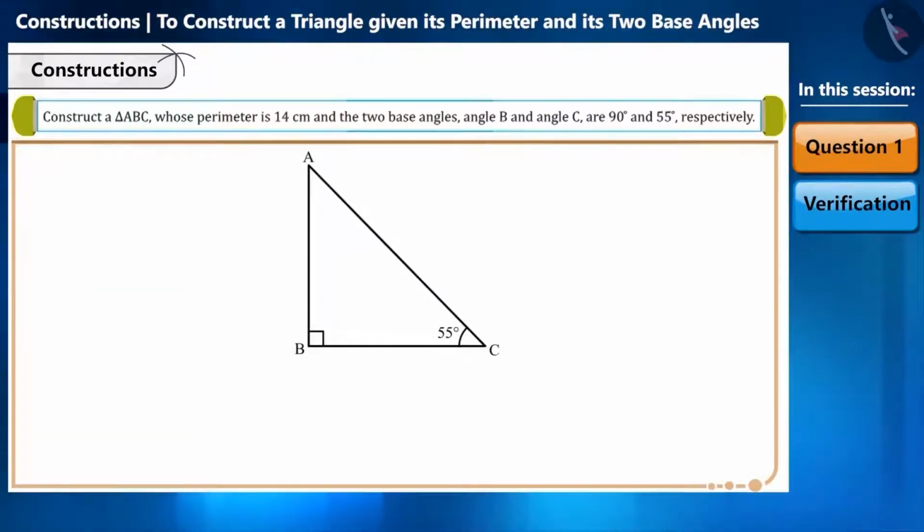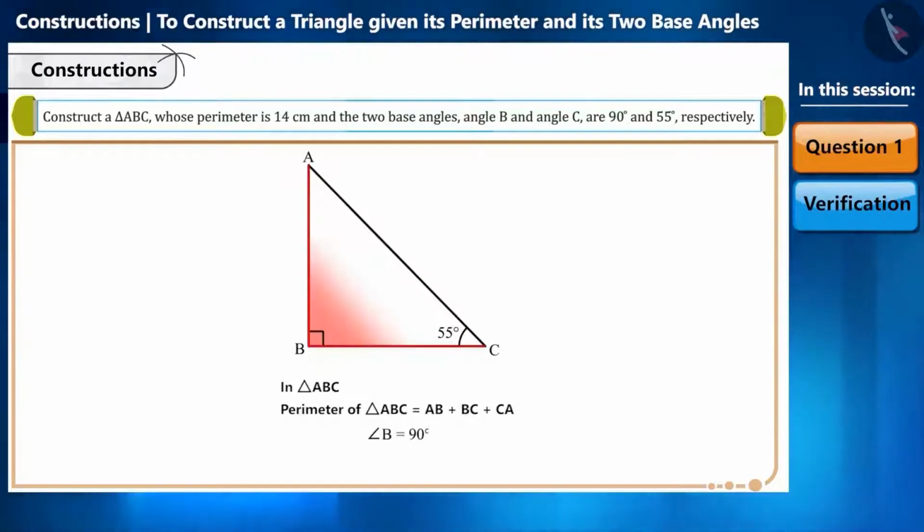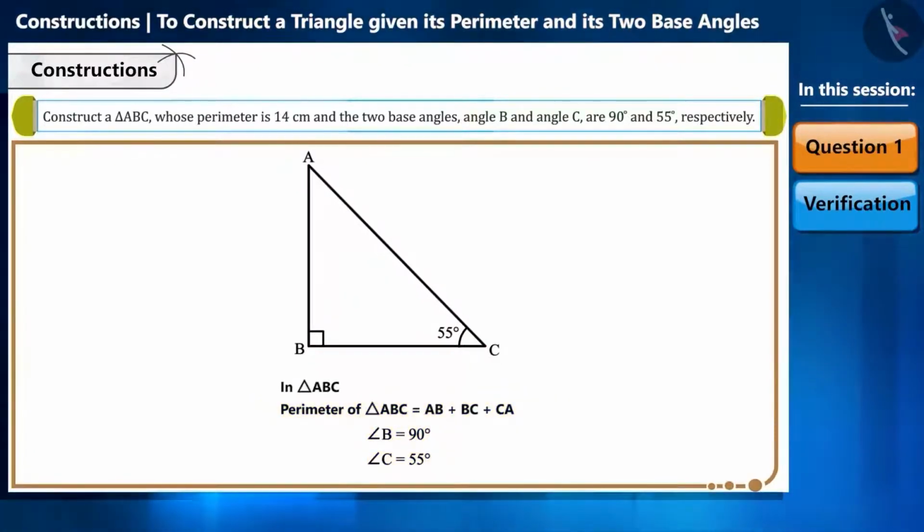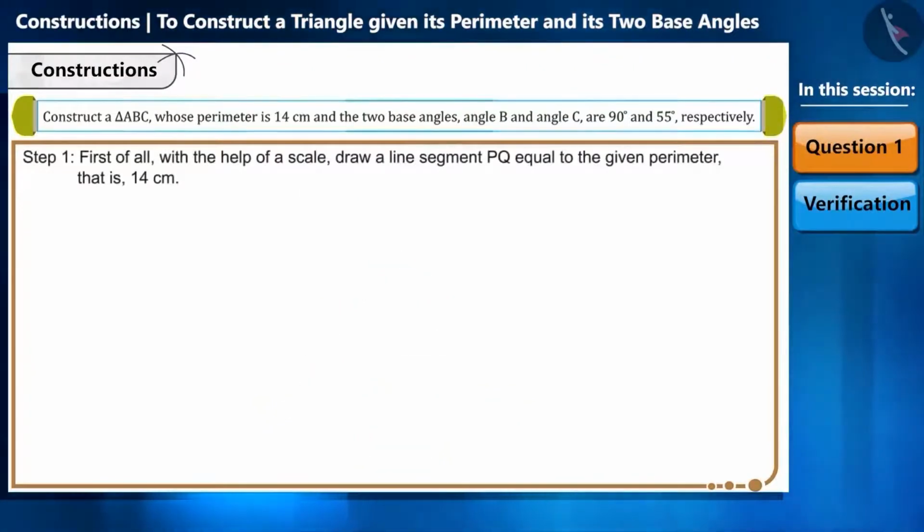In the question, the perimeter of the triangle is given to be 14 cm and we know that the perimeter of a triangle is equal to the sum of its sides. Hence we have 1. AB plus BC plus CA is equal to 14 cm, 2. Angle B is equal to 90 degrees and 3. Angle C is 55 degrees. According to the given information, we will construct the triangle by following these steps. So let's start.